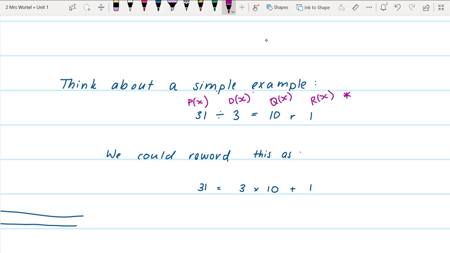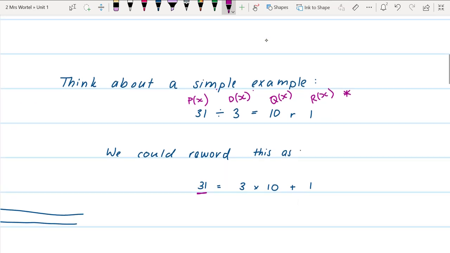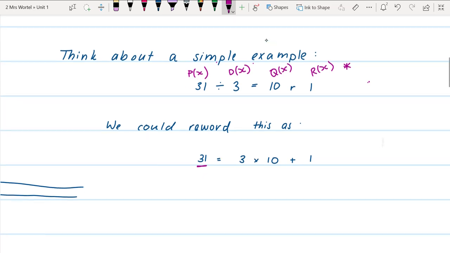Think about that in another way. We could also think of that as, well, 31 is equal to 3 times 10 plus 1. So 3 times 10 would get you to 30, and then you would have to add another 1 on, to add the remainder on, to get back up to 31. So we could go and label all of those things again. They're the same as what they are up here, they're just written in a different way. So the 31 was our original polynomial, p of x. Our 3, we set up here, was our divisor, so that's my d of x. My 10 was my quotient, my q of x. And my 1, as we set up here, was my remainder.